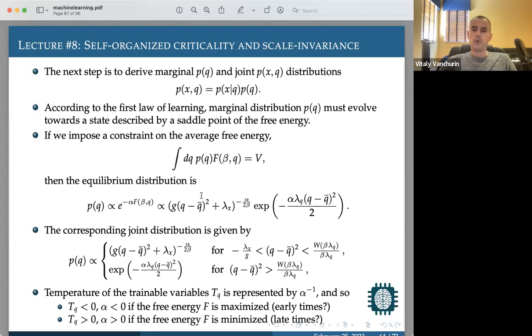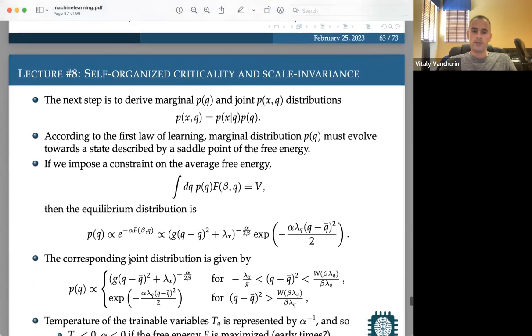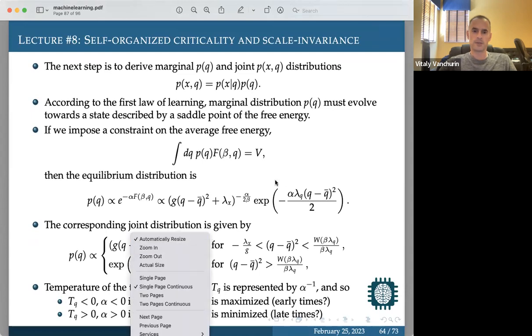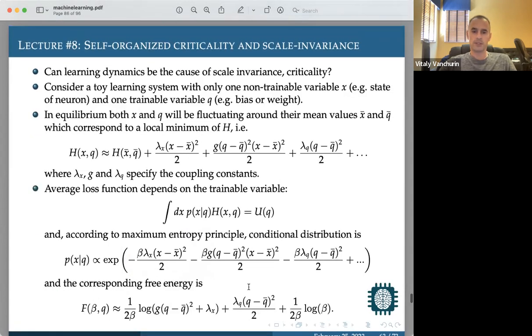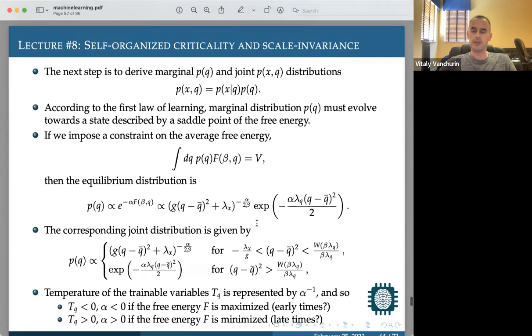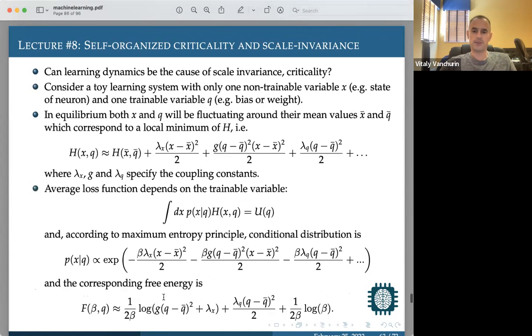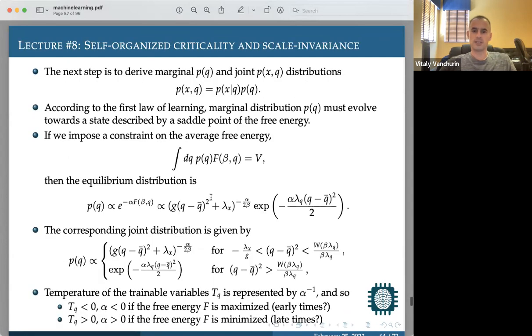Okay, but we do know what F is, so we can really plug it in and get an expression for P of Q. This F had three terms: one logarithmic, one quadratic, and a constant. The constant doesn't matter because we are only interested up to a proportionality constant. The logarithm becomes this power law term, and the quadratic term becomes the exponential term.